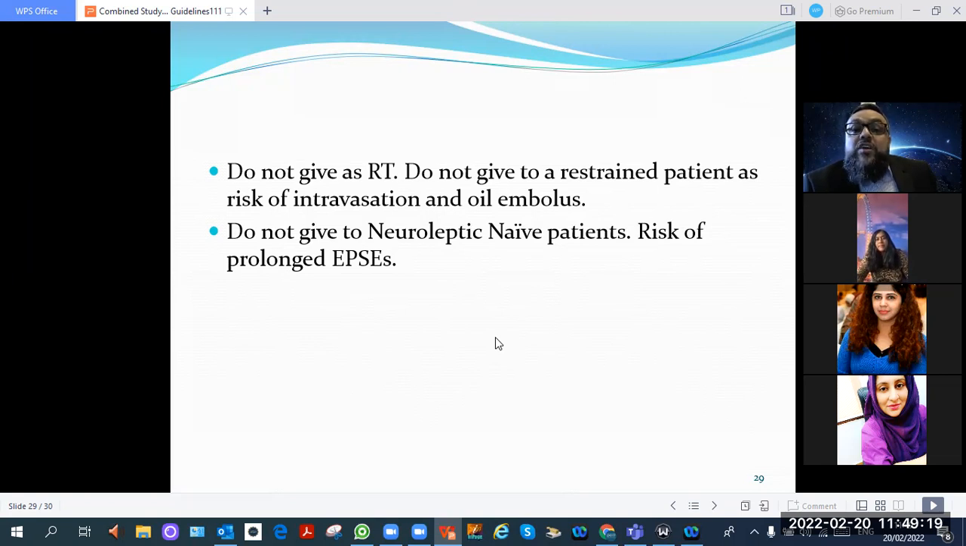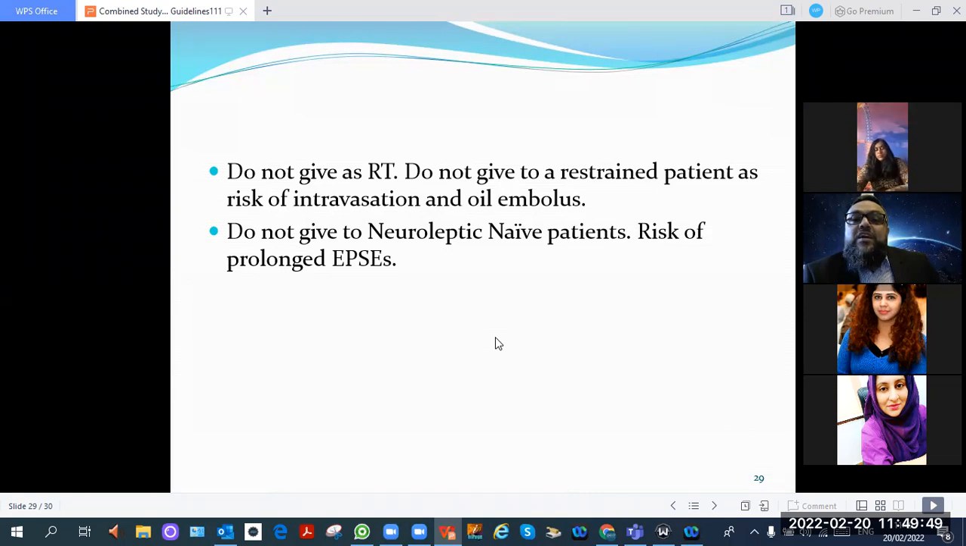Do not give to neuroleptic naive patients. So do not give it if the patient comes to the A&E and it's your first time giving it. No, it's not rapid tranquilization. There is a risk of prolonged extrapyramidal side effects. Plus, it will blur the psychiatric picture as well of a drug naive patient. You don't know whether they have gone to delirium, they have gone to dissociation after getting the treatment, or whether it was something as a baseline.